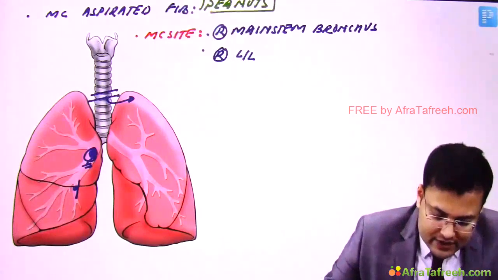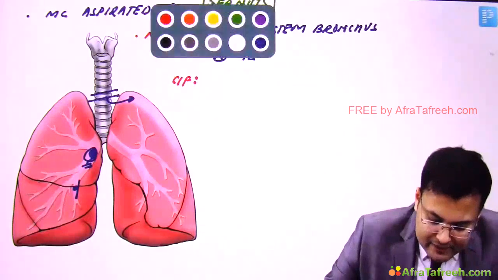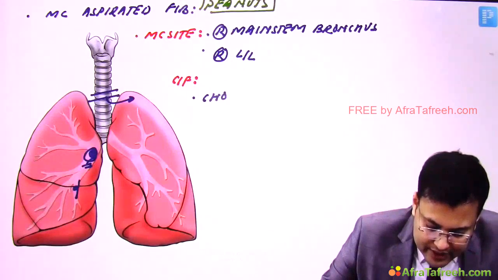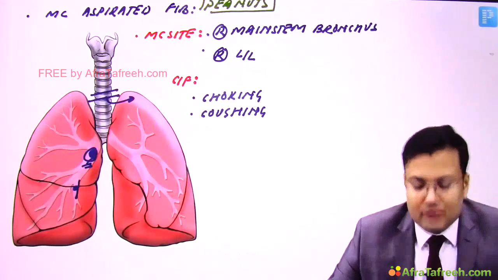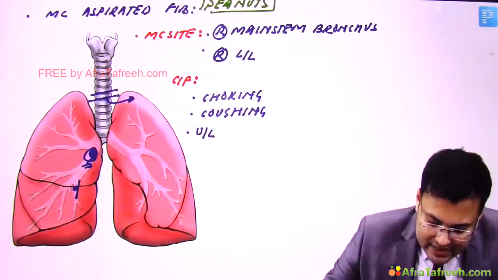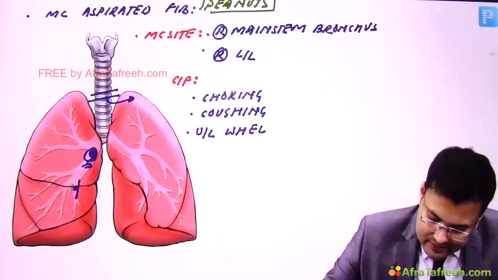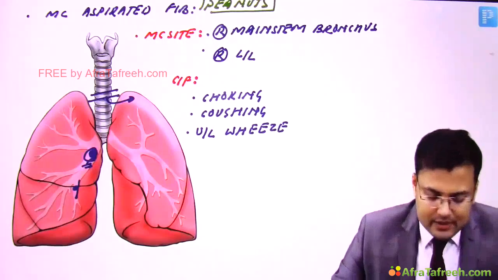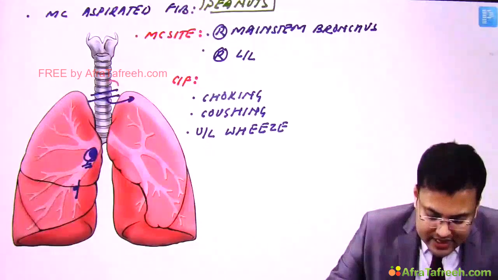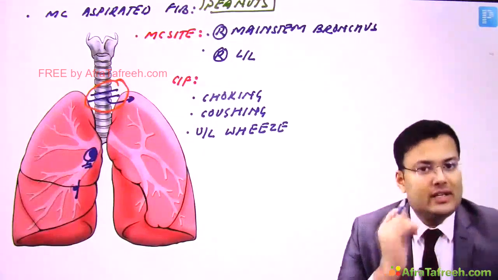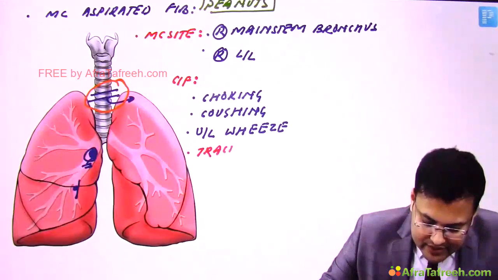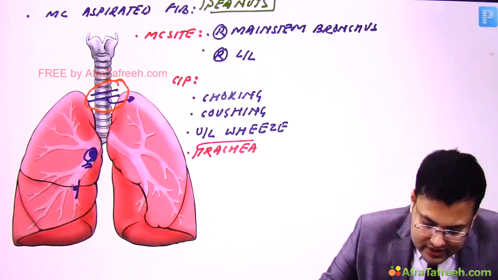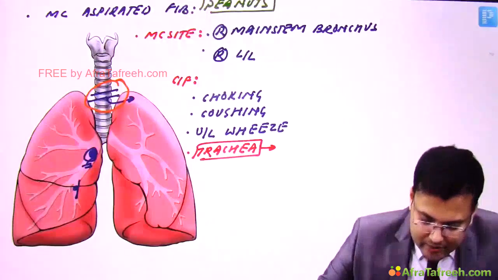So what are the clinical features? In the majority of patients, there is choking and coughing. Clear? If there is a bronchial foreign body, in that case there is unilateral wheeze. And sometimes whenever this foreign body is in the trachea, it can lead to total respiratory obstruction.